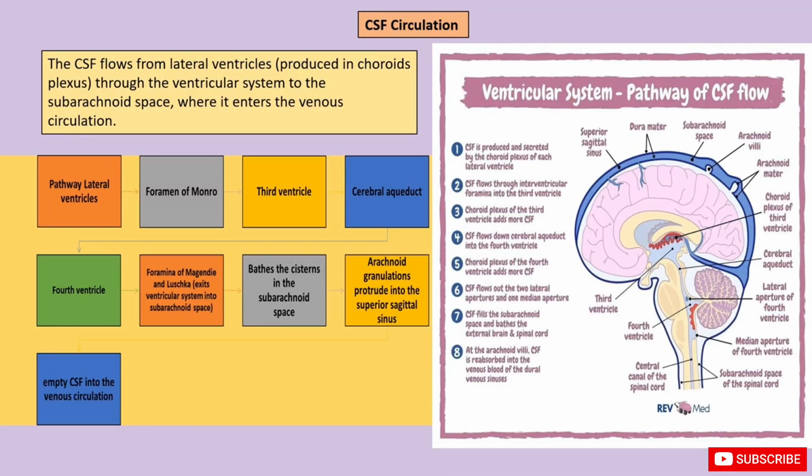Now this is how the CSF is circulating, right? So we know CSF is produced by the ependymal cells lining the ventricles or the choroid plexus. The important thing here is the flow chart from where to where, starting from the lateral ventricle to the third ventricle to the fourth ventricle, and what the names of the openings in between are, like the foramen of Monro between the lateral and third ventricle, the cerebral aqueduct between the third and fourth ventricle, then the foramina of Magendie and Luschka from the fourth ventricle to the subarachnoid space, and finally the CSF empties into the venous circulation. It's going to circulate along with the venous blood in your body.